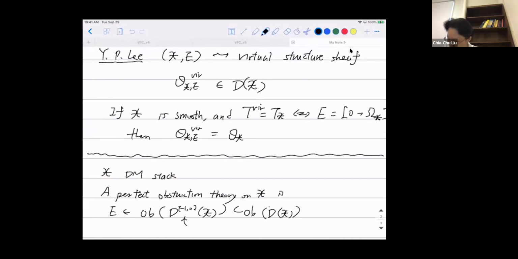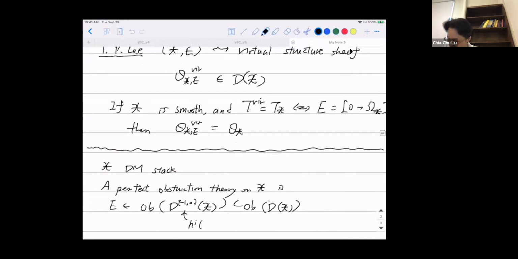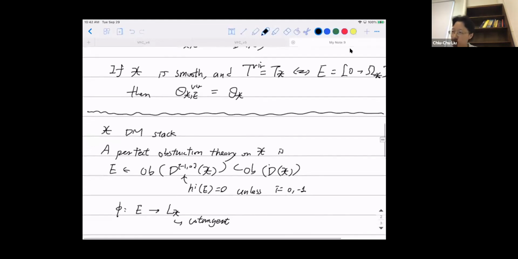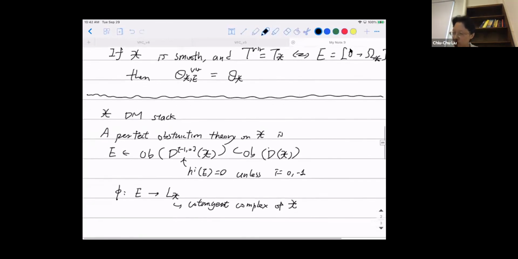By this we mean that if you take the cohomology of this complex, it is 0 unless i is equal to 0 or minus 1. And moreover, we have a morphism to the cotangent complex. We will describe it more concretely very soon. The cotangent complex is determined by the underlying Deligne-Mumford stack, and this perfect obstruction theory is an extra structure.